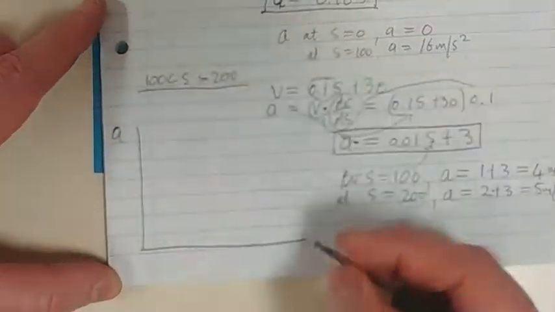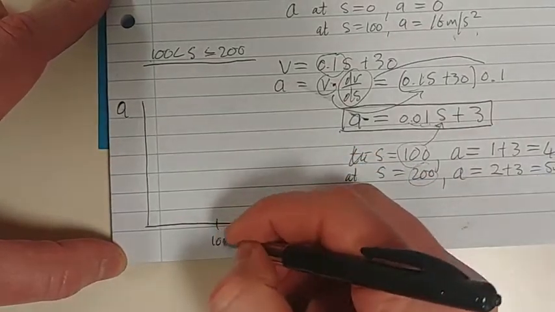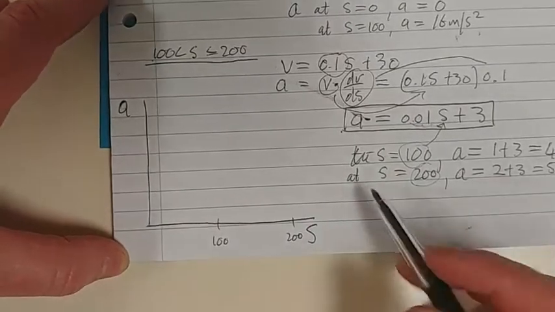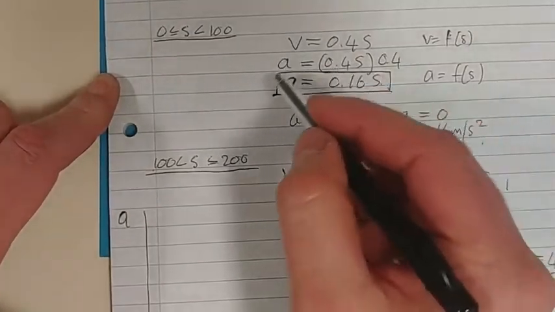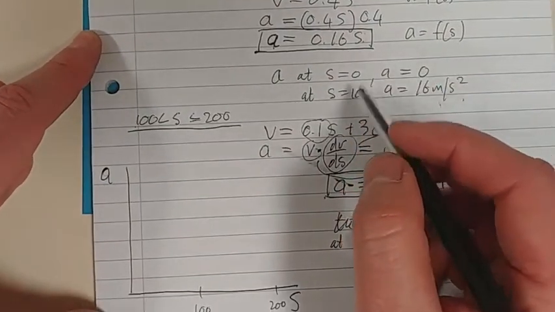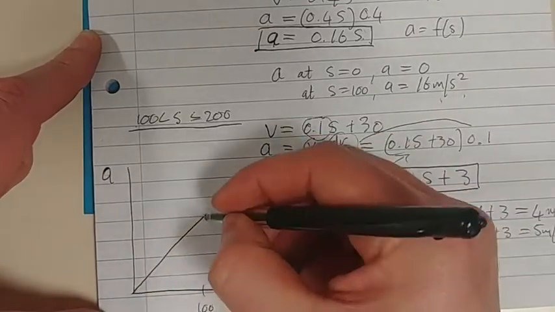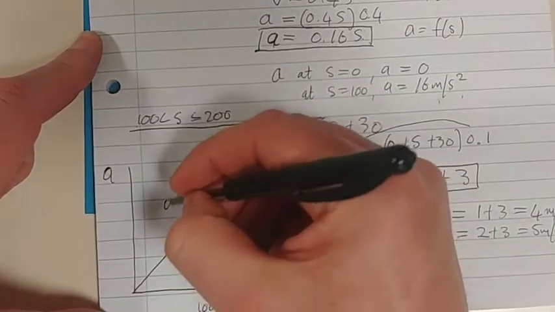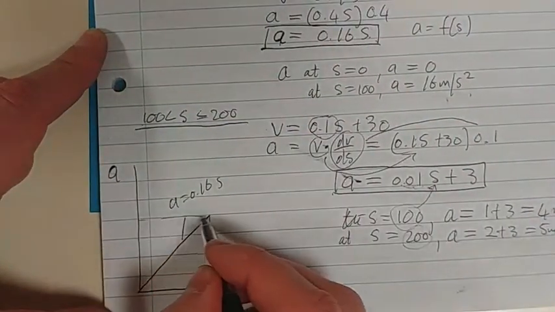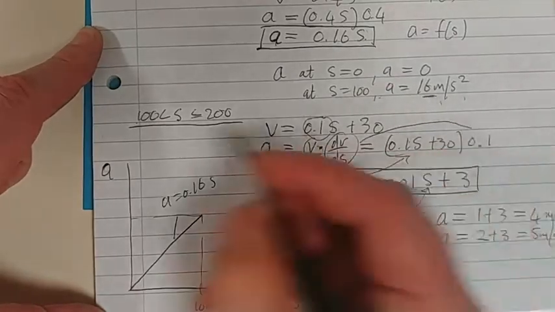There is our acceleration and there is our position. And between 100 and 200, we can draw it. So there is my function during the first period, and that looks like this. It's a linear function. Its acceleration is 0.1 times s, and the value there at 100 is 16.